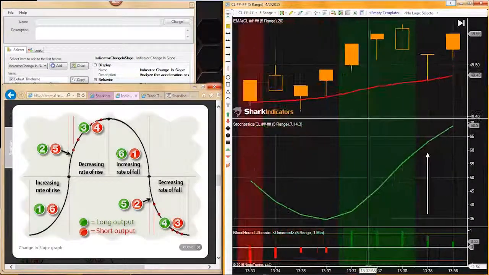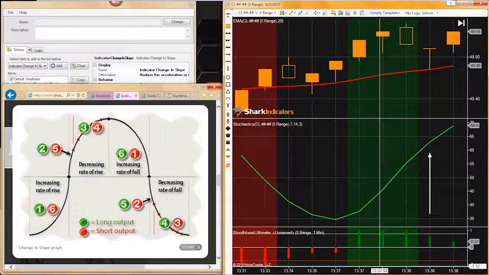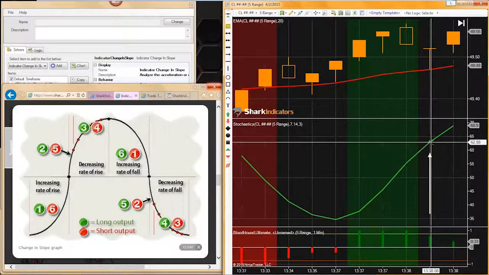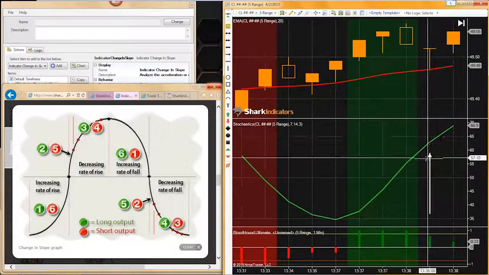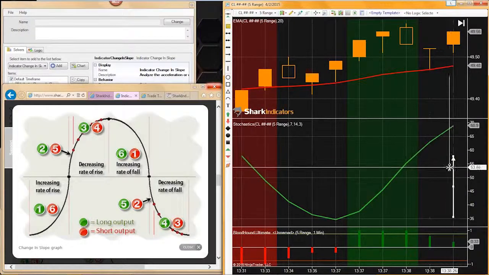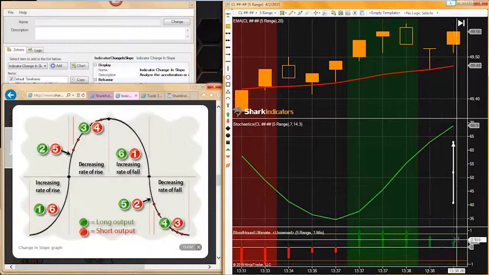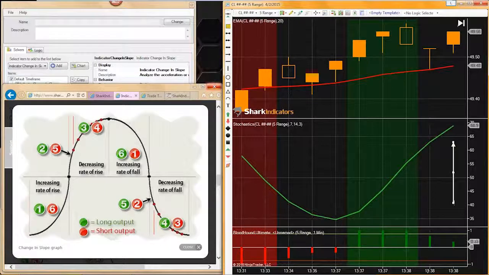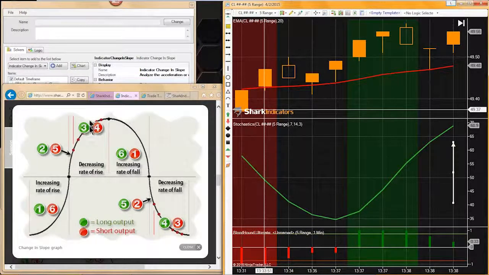And let's see if there we go. That helps illustrate it a little better. So we had two bars where the stochastic is beginning to flatten out. On the second bar here, we can see Bloodhound's output is 0.33. And that's because we're in section 3 now, where the rate of rise is decreasing or flattening, beginning to flatten out, potentially flatten out.